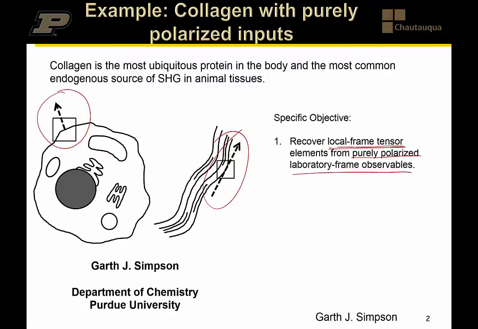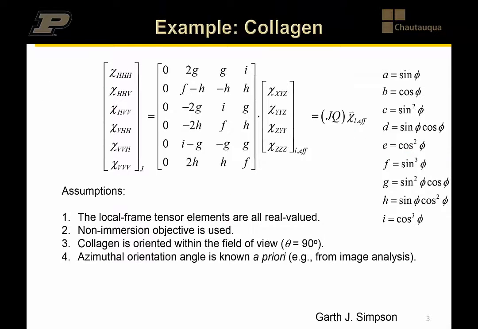But what do I mean by purely polarized? I mean not only that there's no depolarization, but that I want purely vertical or purely horizontal light going in. How do I take measurements of the second harmonic generation intensity recorded under different vertical or horizontal polarization combinations and pull out information about the local structure and orientation of collagen?